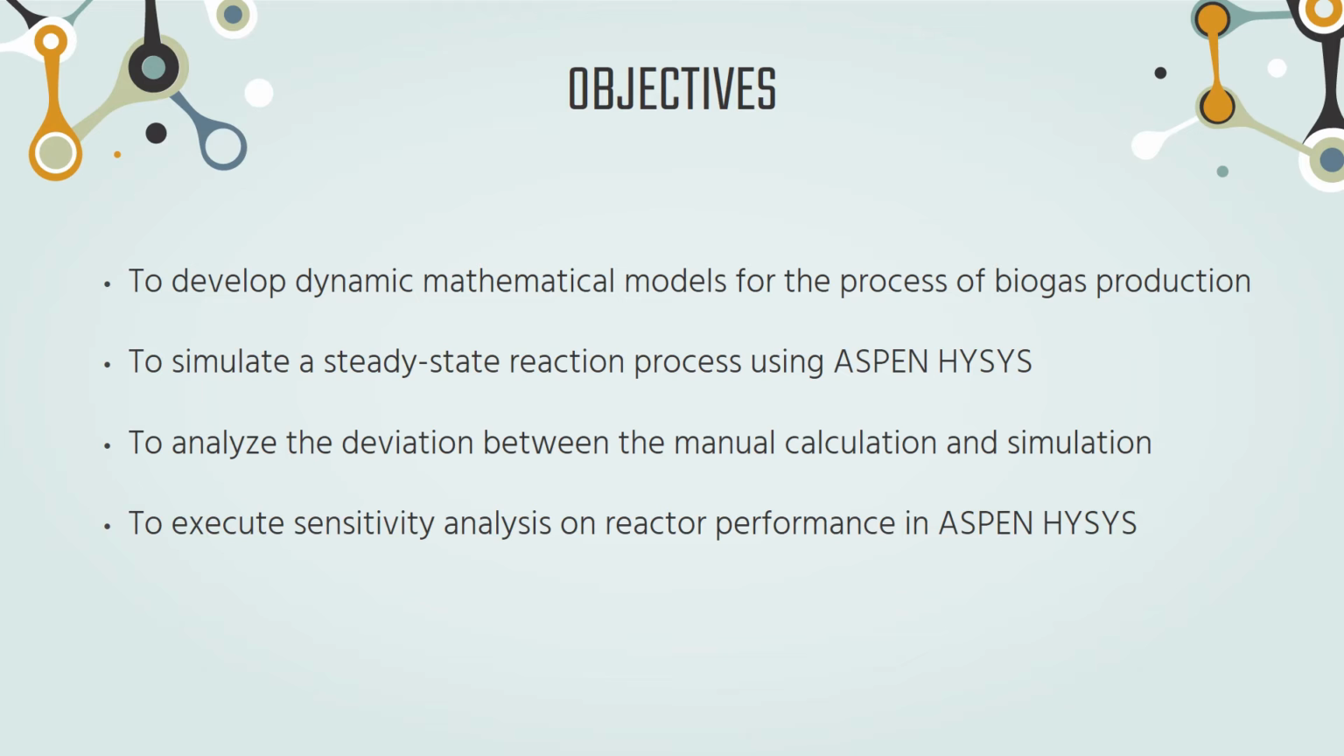In this integrated project, we are requested to apply our knowledge learned from this course throughout the semester to, firstly, develop the dynamic mathematical models for the process of biogas production and to simulate a steady state reaction process using Aspen HYSYS. Following that, we are required to analyze deviation between the manual calculation and simulation, and lastly is to execute sensitivity analysis on reactor performances in HYSYS.